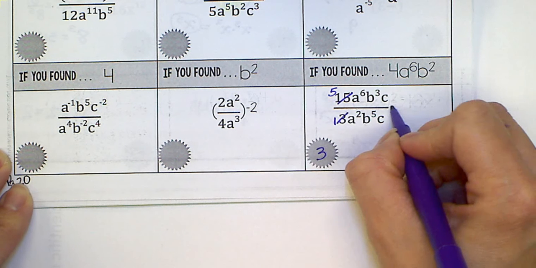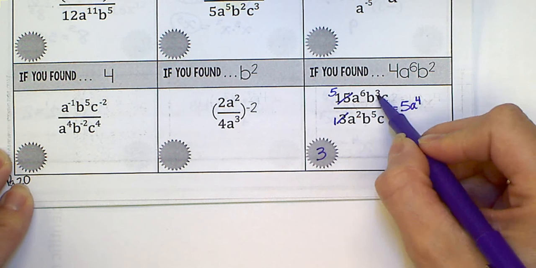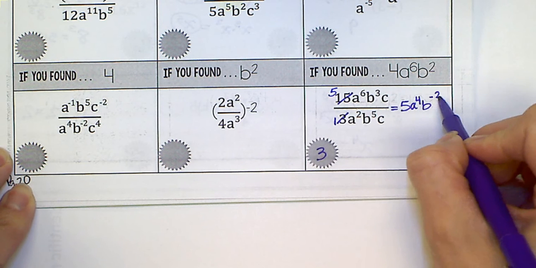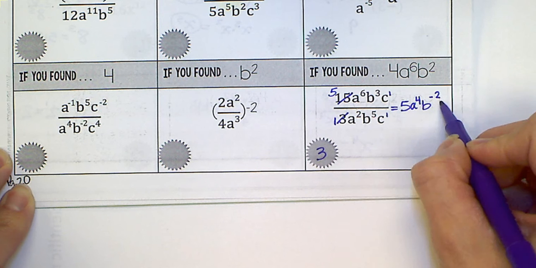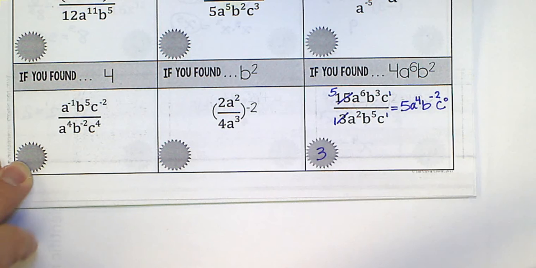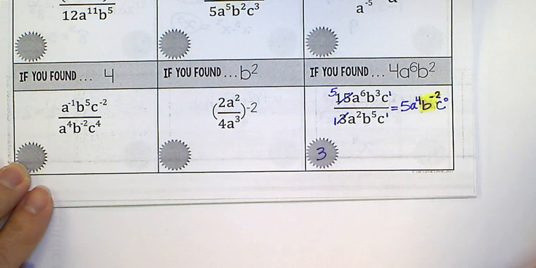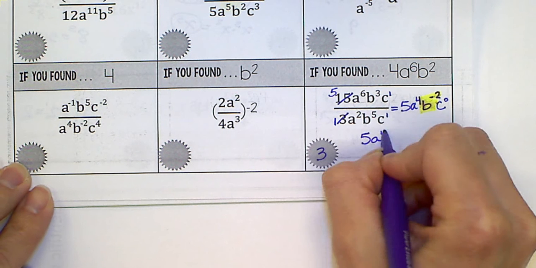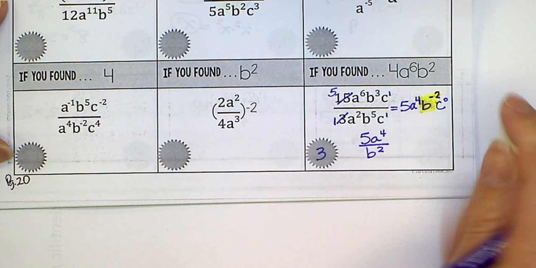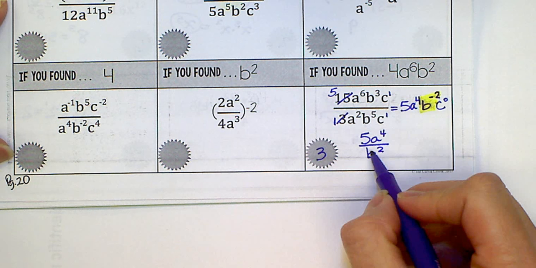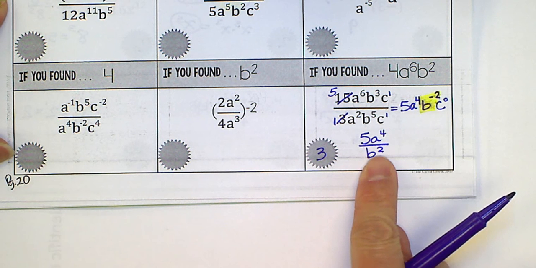So I get 5. 6 minus 2 gives me a to the 4th. 3 minus 5 gives me b to the negative 2. And c, this is really c to the first, that's 0, c to the 0. And I notice I have a negative exponent, so I'm going to highlight this. That one's going to move to the bottom. So we have 5 a to the 4th over b squared. And c to the 0 was 1, and 1 times 5 is just 5. So this is the final answer for number 3, and that is going to take you back up to the problem underneath number 1.